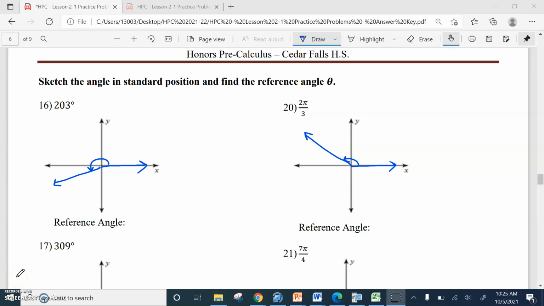All right, last video for lesson 2-2 practice problems. And the concept we're looking at is reference angles. Reference angles are always going to be between 0 and 90 or 0 and pi over 2.